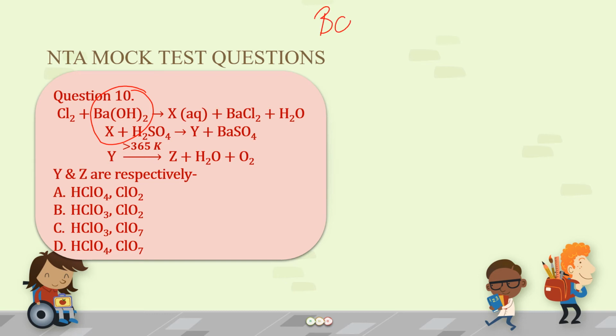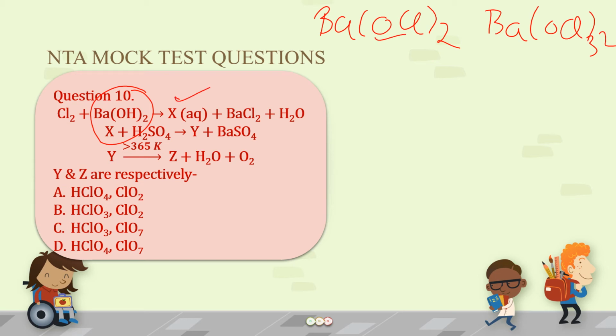If it is going to be dilute, the compound that will be formed is Ba(OCl)2. And in the other case, it will be Ba(ClO3)2. So these are the two products that will be formed, and these can be the two X that we have.